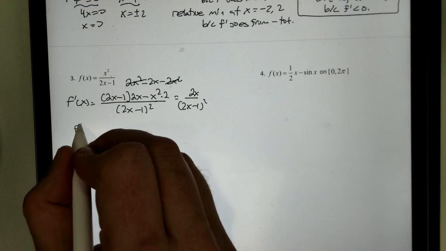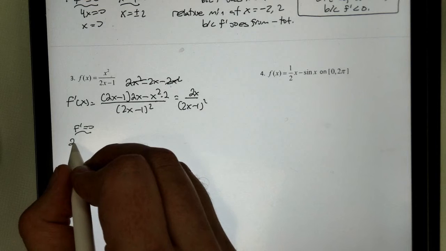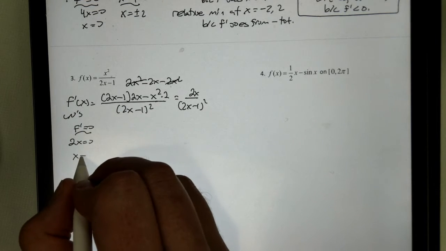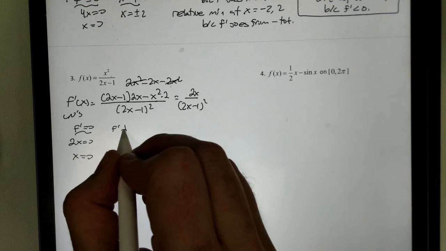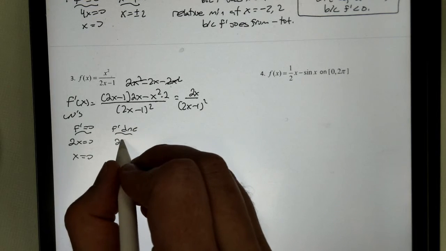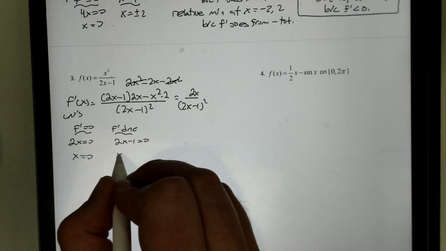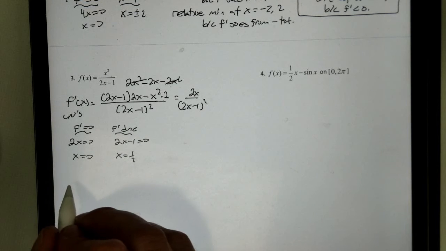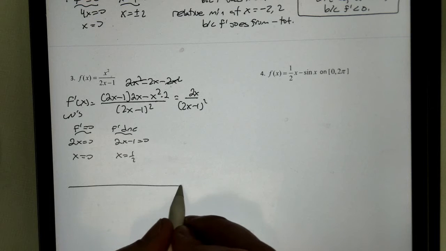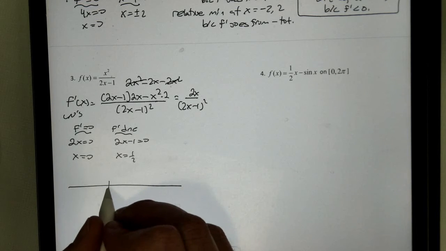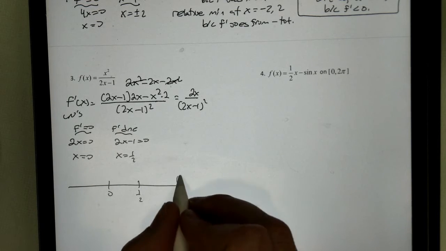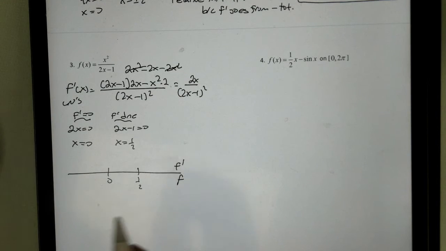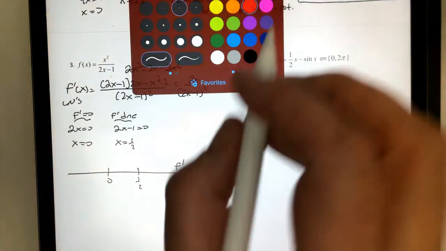Again, find out where the derivative is 0. That's easy. Remember, I'm looking for my critical numbers. x is 0. Find out where the derivative does not exist. 2x minus 1 is 0, or x equals 1/2. Doing a sign chart: 0 and 1/2, the derivative and f. Be careful for this one. We're not interested in the values, just the signs, so don't get panicked.